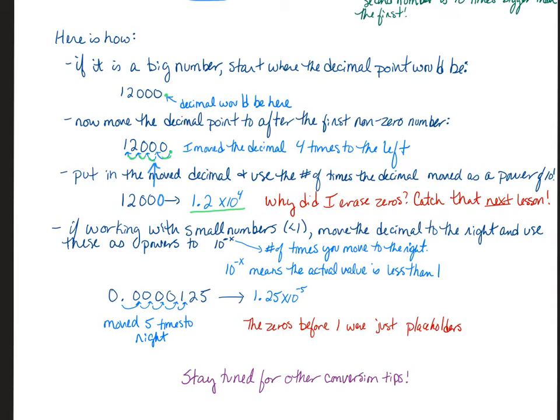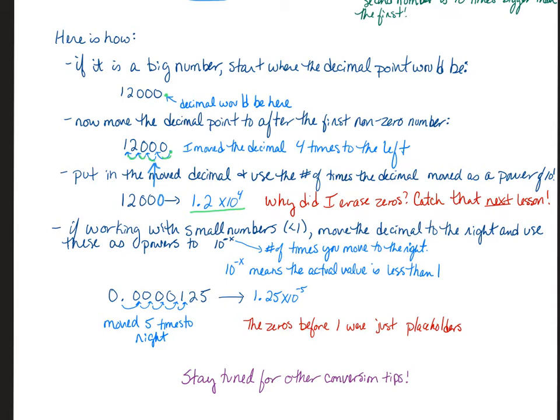Okay, now why is it that I didn't write 1.2000 times 10 to the 4th? Good question, and we're going to talk about that coming up in the next lesson. So don't worry about that right now.